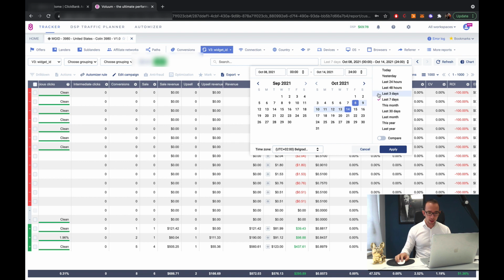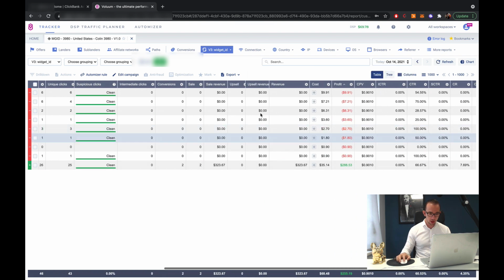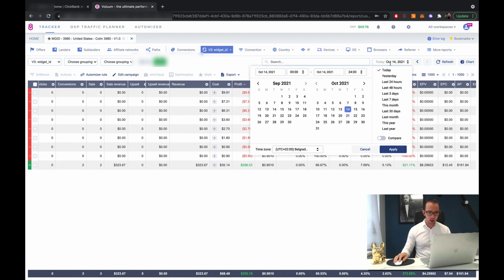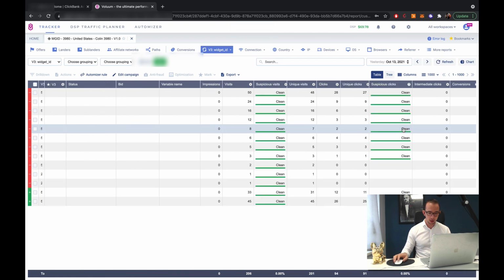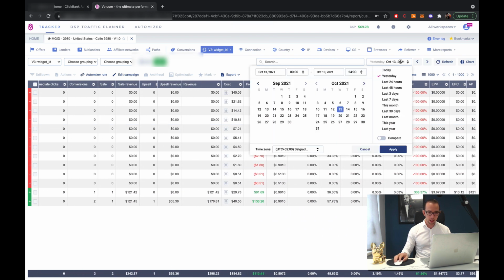When we go back, today is quite a good day in terms of results. You can see not all widgets have spent. Today was a 372 ROI so far and it's still spending. Yesterday, 61%.